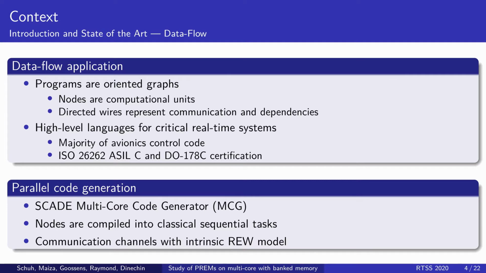And as our target platform is the MPPA2 processor, we are particularly interested in the parallel code generation from these high-level data flow languages. We use for that the SCADE multi-core code generator, or MCG, that compiles the nodes of the system into classical sequential tasks, but decouples the communication part from these nodes and generates an intrinsic read, execute, write model from them, allowing us to map and schedule these different phases of one node independently of each other.